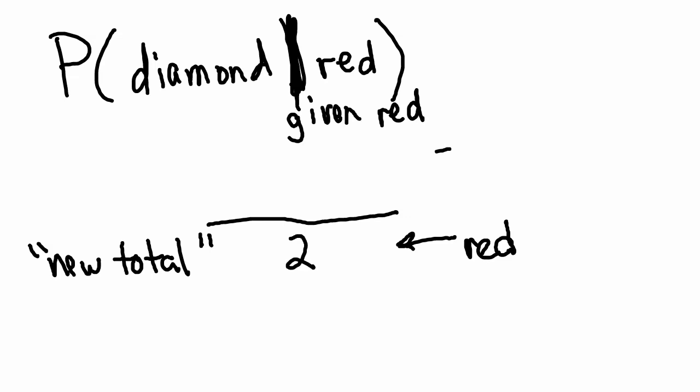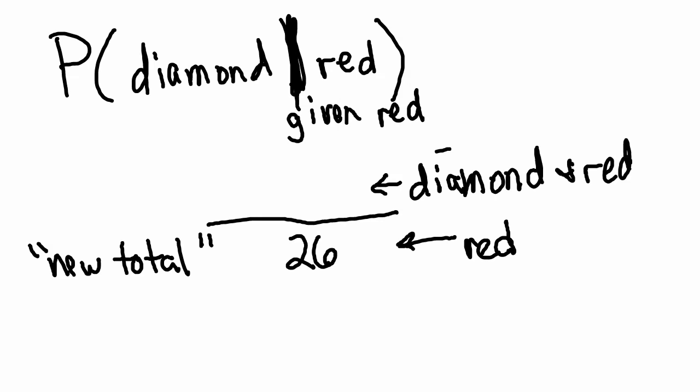Well, we have 26 red cards. It's not coming out of 52 anymore, because we were told that we only had red cards. It was given that it's red. And in the numerator, this would be the chances you get a diamond out of those red cards. So it has to be red, diamond and a red.